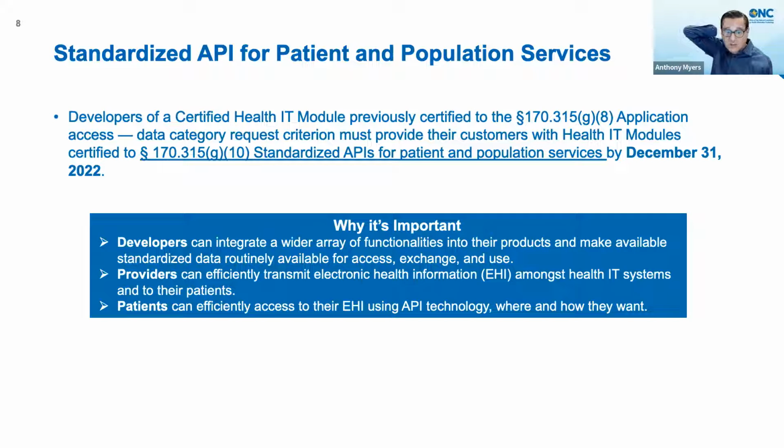So why is this important? Well, for developers, it can integrate a wide array of functionalities into their products and make standardized data routinely available for access, exchange, and use. And on the provider side, it can efficiently transmit electronic health information amongst health IT systems and to their patients. And then finally, patients can efficiently access their electronic health information using API technology where and how they want. So again, for all of these I'm going through, there is a certification companion guide. If you have any questions about process related to these updates, you can talk to your ACB. And we also have the healthit.gov inquiry portal where you're welcome to submit questions as well. Next slide, please.